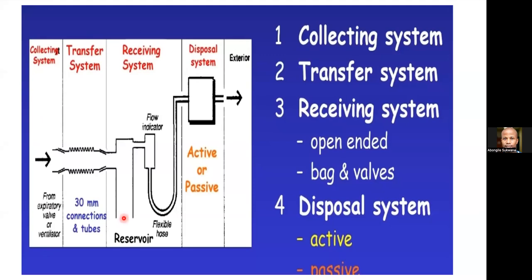Then the receiving system, we usually don't see it. The receiving system, or the reservoir system, is open-ended and it has bags and valves that prevent this waste going this way. So it just keeps it there. And then whether it's active or passive, there'll be a disposal system here. If it's active, there'll be that fan generating negative pressure, which will suck the air out through this way, or passive, where there's a high concentration of the gases, and then they'll move to the environment where it's lower concentration. So that's the disposal system, and that's where you get the activeness or the passiveness of the scavenging system.